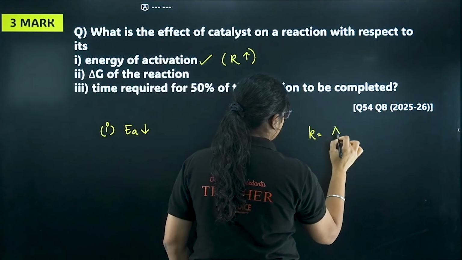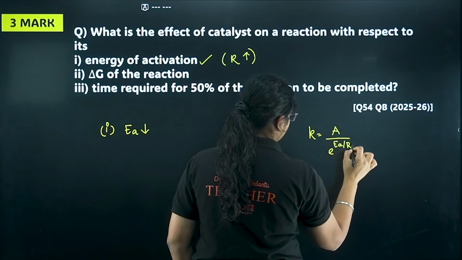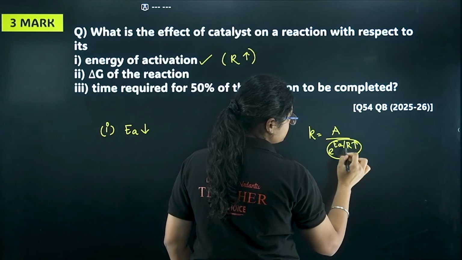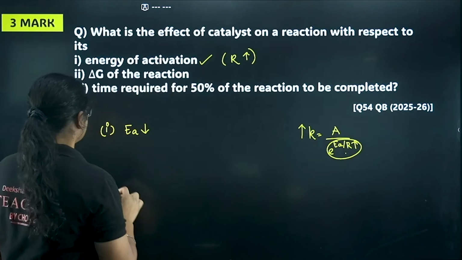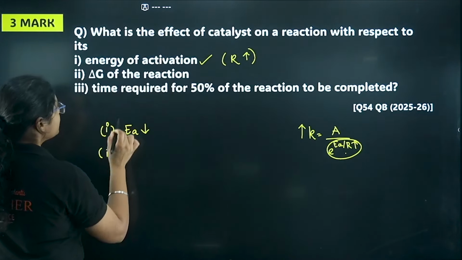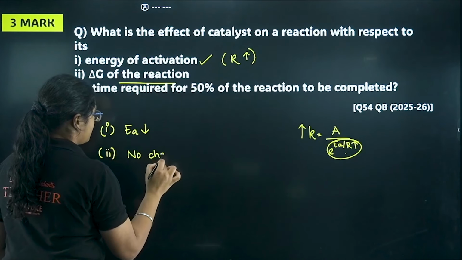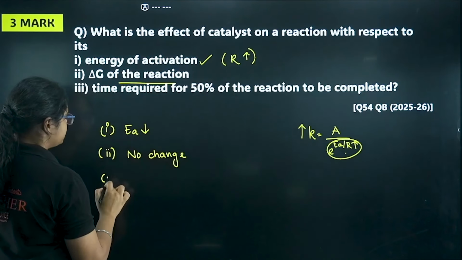K equal to A into e to the power of minus Ea by RT. Now see, if this Ea value is reduced, this whole term is reduced, and if this whole term is reduced, then the K value has increased. Now for the second one, in delta G there is no effect or no change. Delta G, equilibrium constant, there is no change.